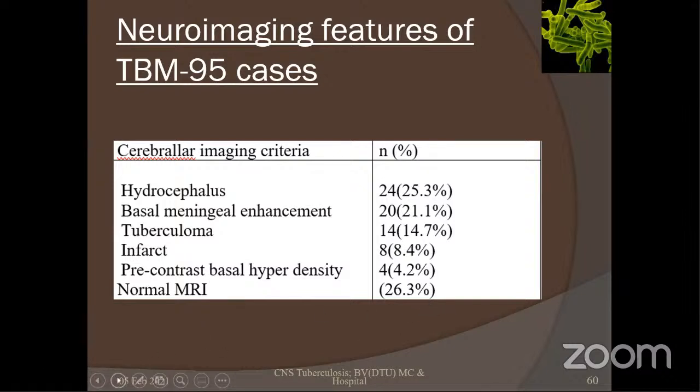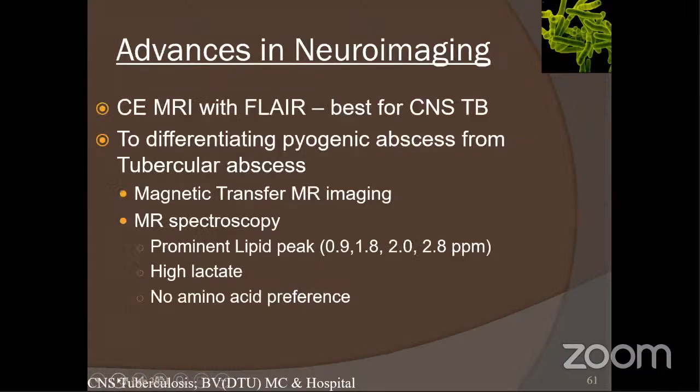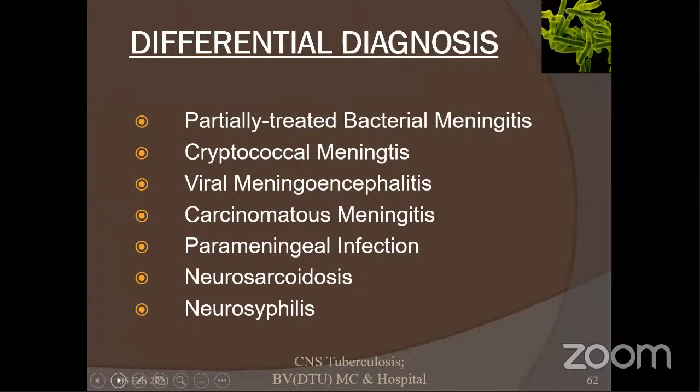So these are our own findings, and what I showed earlier is what is available in the literature. So what are the advances in neuroimaging? Contrast MRI with FLAIR is best for CNS tuberculosis. To differentiate pyogenic abscess from tubercular abscess, MRS and magnetization transfer imaging are used. Prominent lipid peaks are the MRS findings, with high lactate and no amino acid peaks. These are important issues in neuroimaging. The differential diagnosis is always extensive.